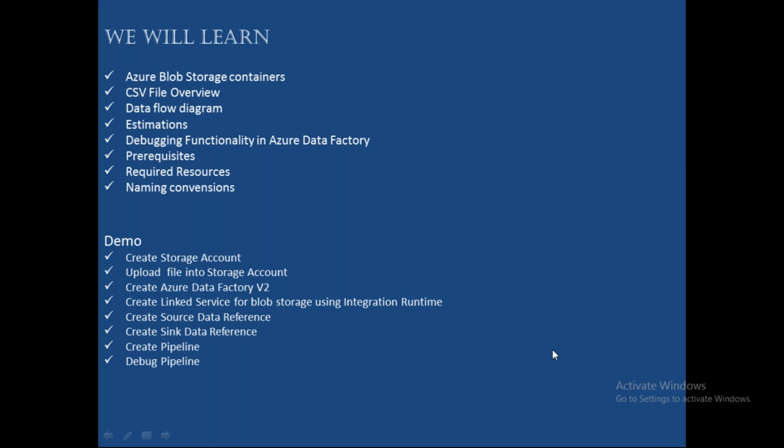One is debug pipeline, second one is run pipeline. So we will see these two ways to execute the pipeline. Then how to monitor the pipeline execution.